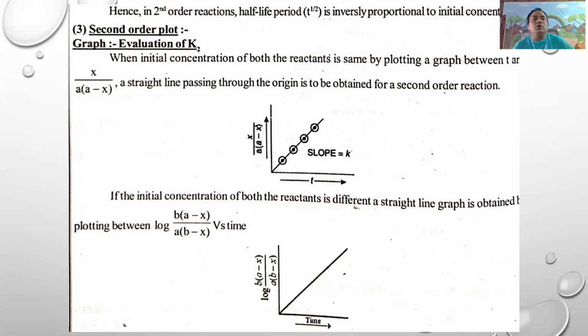Next, the third point is the second order plot, that is, evaluation of the second order rate constant by plotting the graph. While plotting the graph for second order kinetics, the second order rate constant equation K2 equal to 1 by t into x by a into (a minus x) can be written like the general equation y is equal to mx plus c.